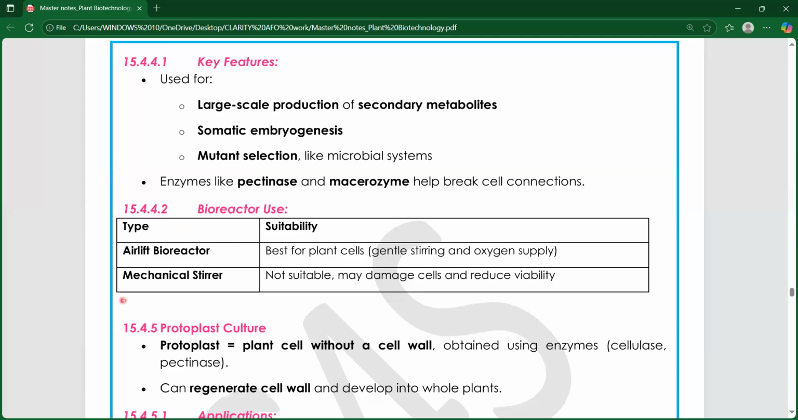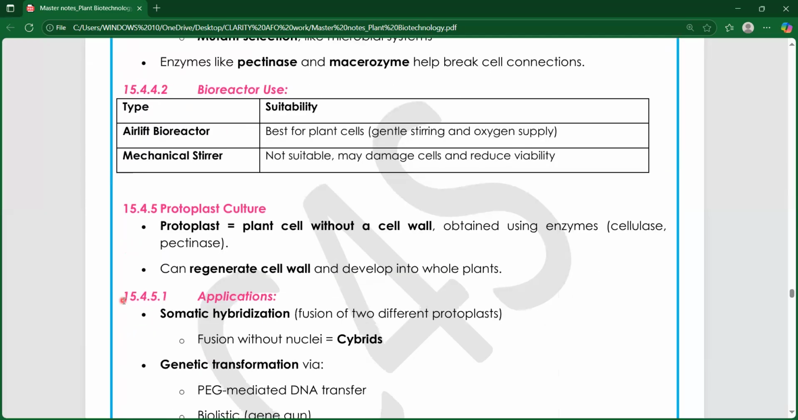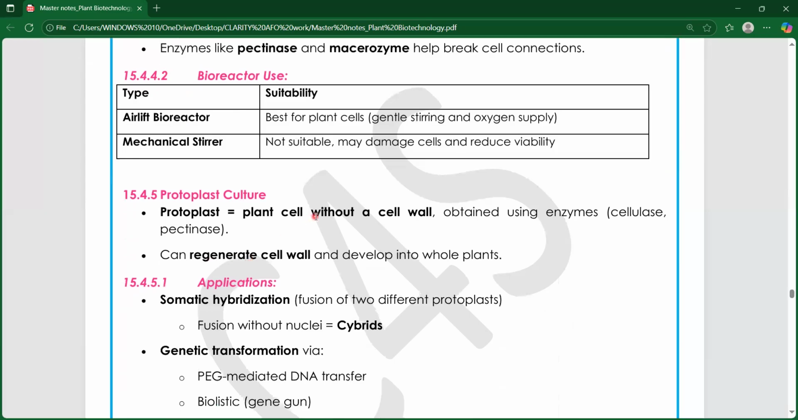Okay, right. Now let's move on to the last culture of today's session, which is the protoplast culture. Okay, what is a protoplast? A plant cell without the cell wall, which is obtained using enzymes like cellulase and pectinase. Okay, and it can regenerate a cell wall and develop into a whole plant. Okay, so in this way we have discussed what a protoplast is.